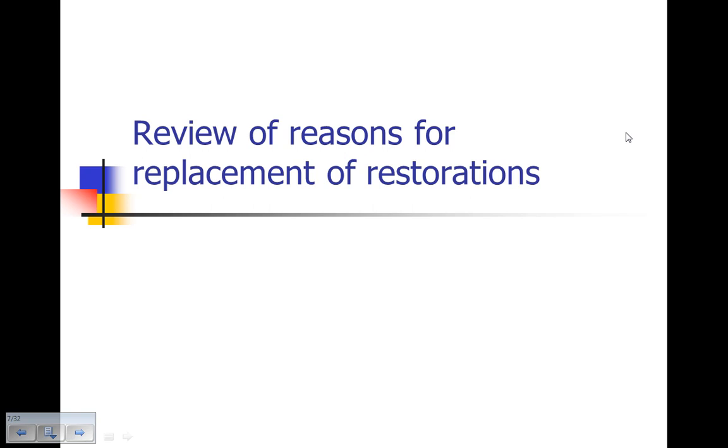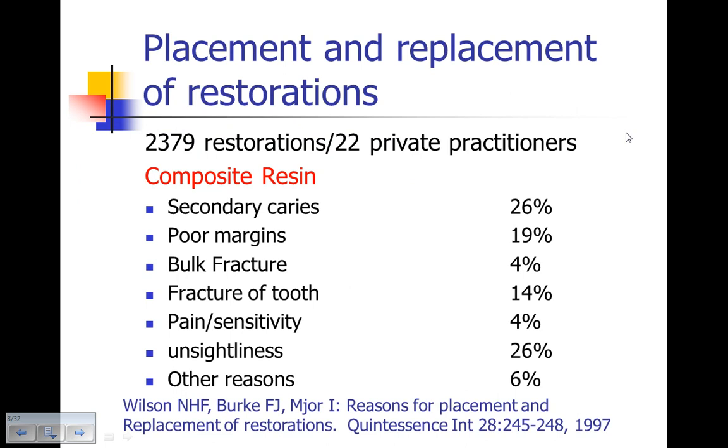So let's look at the reasons for restoration replacement. And this is a review of something we've already covered. Secondary caries, recurrent caries, is the greatest reason why we replace composites, 26% of the time. Poor margins are also a very high reason, although one of the major reasons and the shift that's occurring currently is patients who are unhappy with the aesthetics, the unsightliness of a restoration, leading to greater replacement. But the tooth may fracture, the restoration may fracture. There are a number of reasons why you'd go in and replace an existing composite.